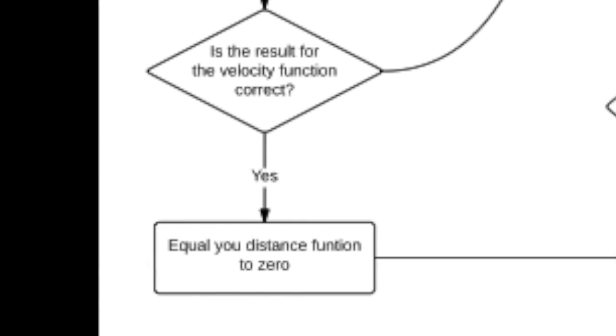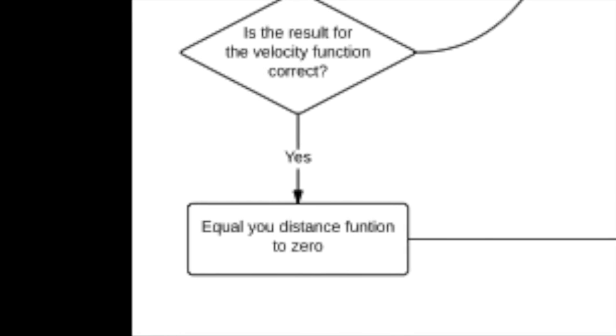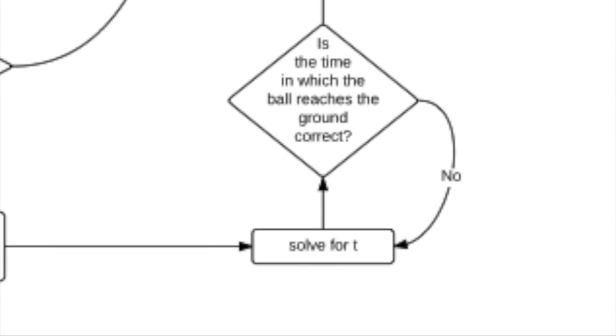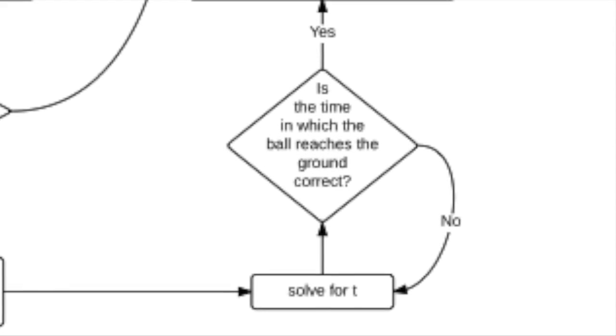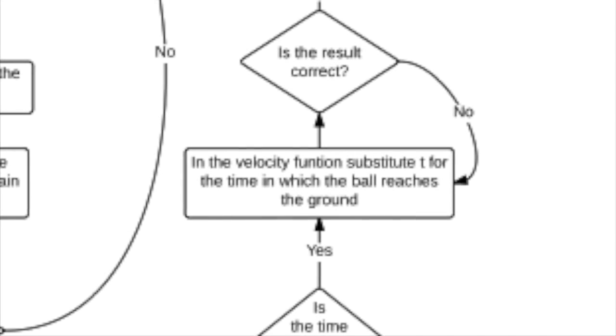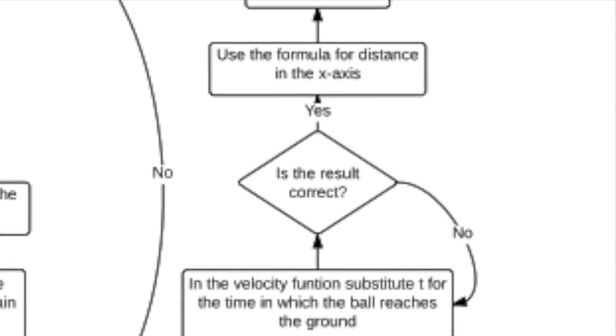Is the result for the velocity function correct? If no, go back. If yes, equal your distance to the function of 0. Solve for t. Is the time in which the ball reaches the ground correct? If no, go back. If yes, in the velocity function, substitute t for the time in which the ball reaches the ground. Is the result correct?